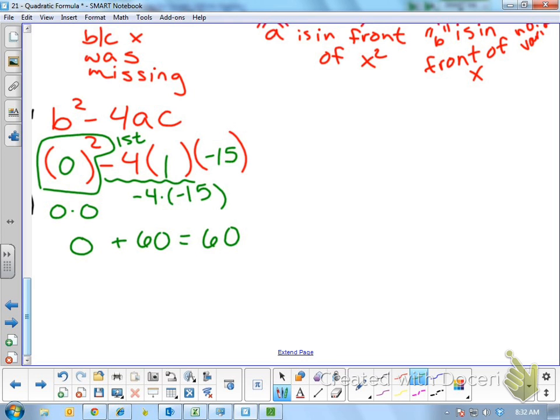So the question is, are we finished? Have we answered what the question is asking us to find? No. Why not? I'm guessing now, since I'm asking this question in the first place. Why are we not done? Think back to the instructions. Someone read the instructions to me. Find how many and what type of solutions. Have we named how many and what type of solutions we have? No. So first we have to decide, 60, is that positive, 0, or negative? Positive. Okay, this answer is positive.